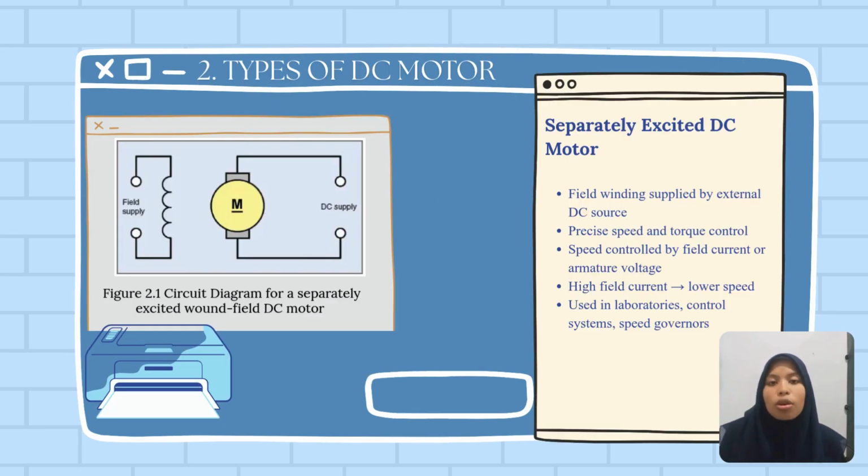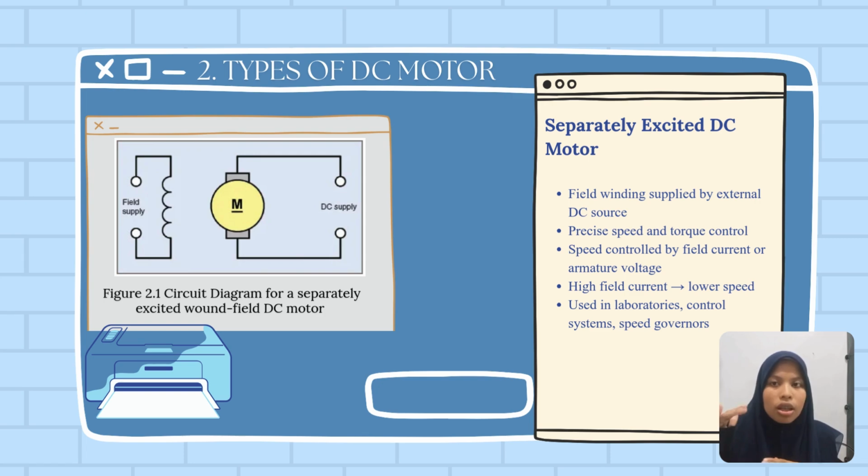We go to the types of DC motor. The first type is separately excited DC motor. A separately excited DC motor has its field winding powered by an external DC supply, independent of the armature. This allows very precise control of speed and torque by adjusting either the field current or the armature voltage.